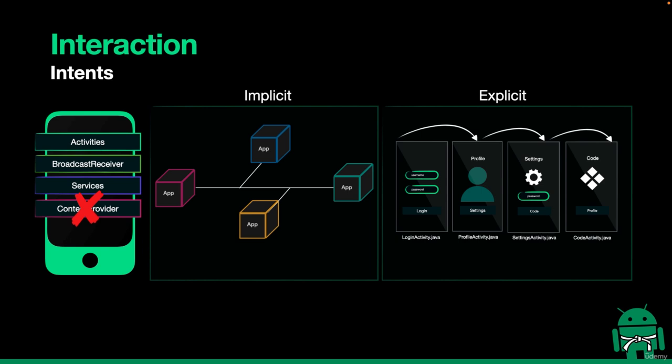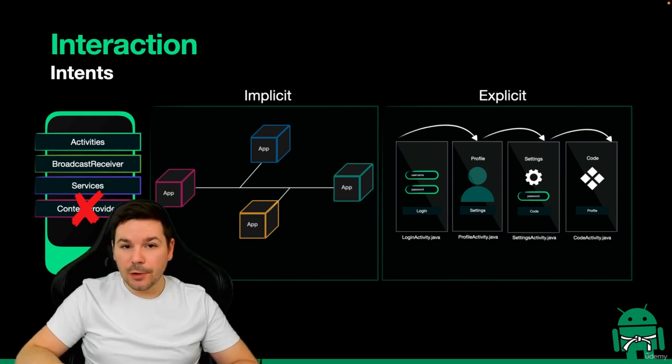Okay, so for now we know we've got implicit and explicit intents, and we can use intents regarding activities, broadcast receivers and services, even if we haven't talked about them right now, but we will do this in a couple of videos. Now let's have a look into some practical examples. How do they look and what do we need to take care of?